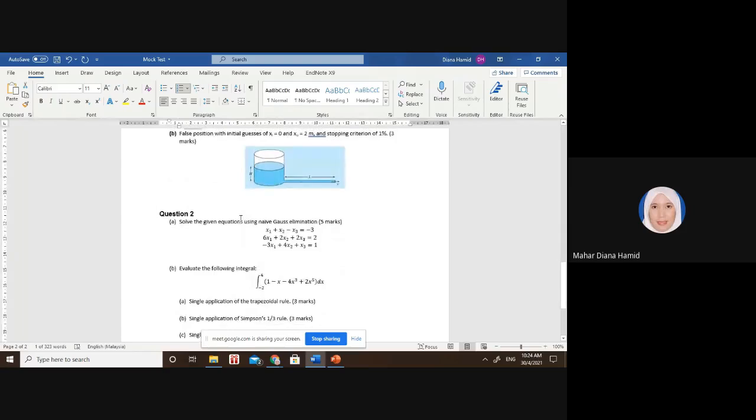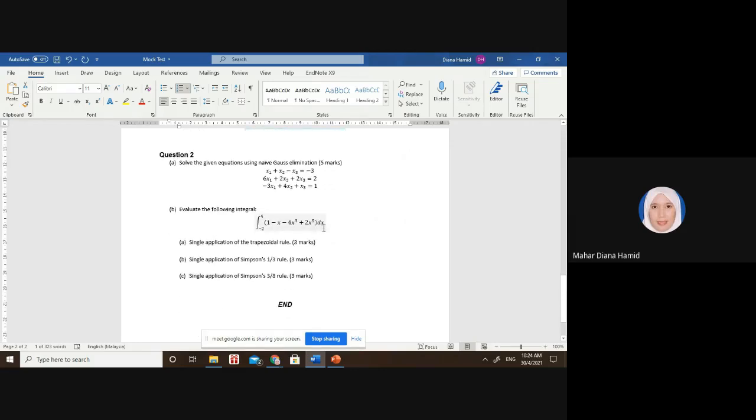Question 2 would be to solve a given equation using naive Gauss elimination. So for this one, you also need to use both hand calculation and also MATLAB. And this would be the numerical integration, single application.